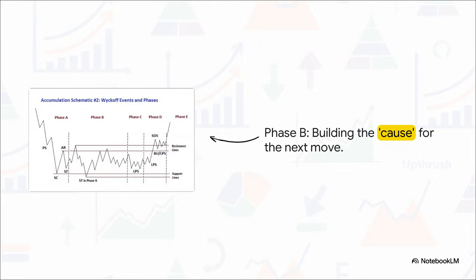And now we enter Phase B. This is the part that drives most traders absolutely nuts. It's this long, grinding, sideways action that feels like it's going nowhere. But nothing could be further from the truth. This is where the cause is being built for the next major effect. While everyone else is getting bored, the composite man is patiently buying.